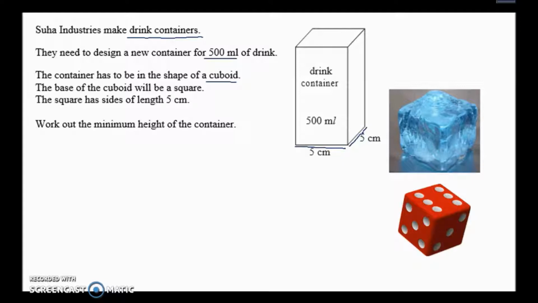It says work out the smallest, the minimum height we could have for our container, bearing in mind that we have to get 500 millilitres into the carton. We can't change the dimensions of the base of it. So we've got the 5 and the 5, so this bottom bit can't change, but we still need to get enough drink in there.